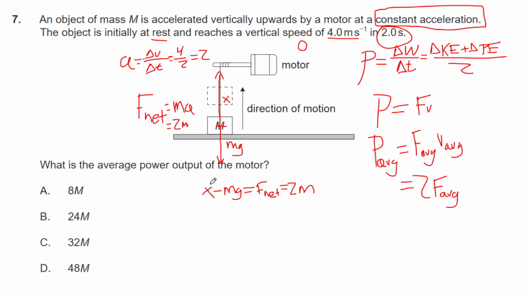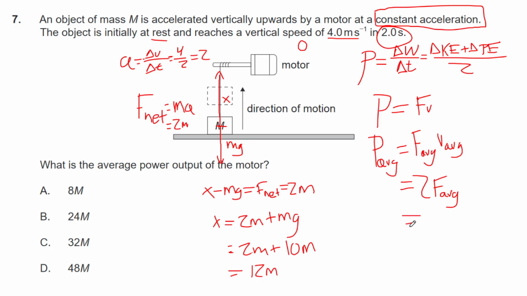So now, to solve for x, we can add mg to each side. We're going to get x is equal to 2m plus mg. And consider g to be 10. So we're going to have a total of 2m plus 10m, which is 12m. So the force supplied by the motor is 12m.